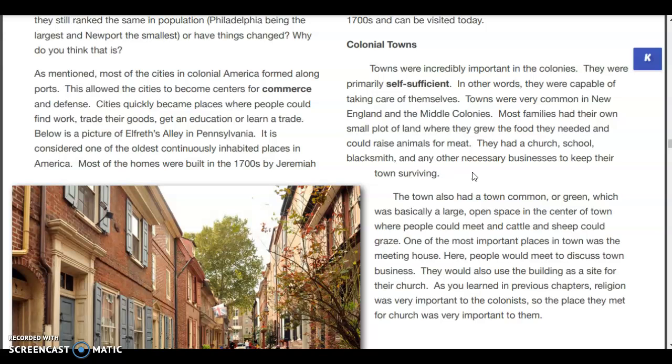So again, vocabulary alert, vocabulary alert. So we have another bolded word here, self-sufficient. According to the text, what does the word self-sufficient mean?